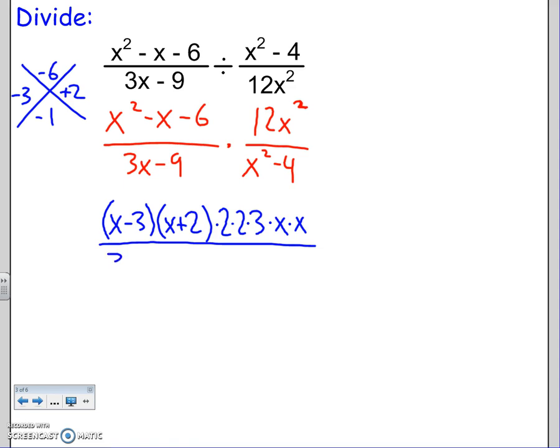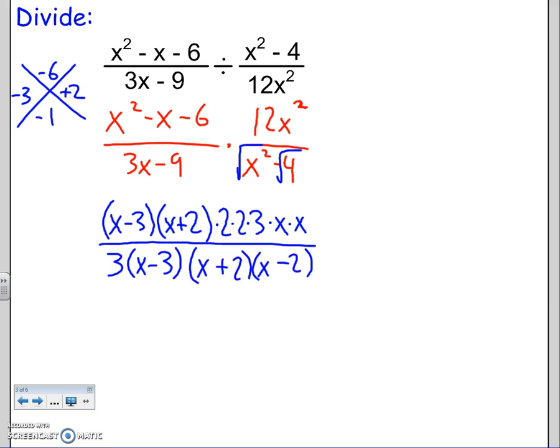I take a 3 out. What's left over is x minus 3. I can't go further. That's linear, so no X method there. In the bottom right, I see difference of squares again, so I'm going to square root both of those. 2 parentheses. X, 2, 2, plus, minus.